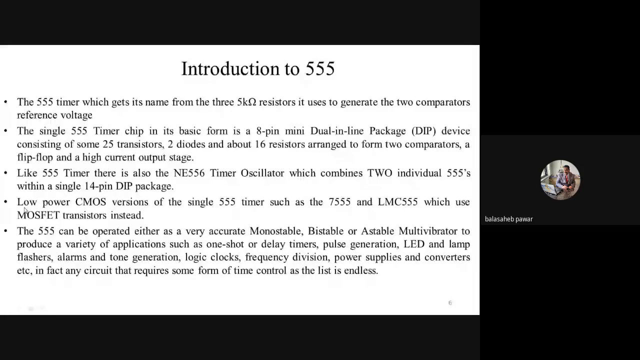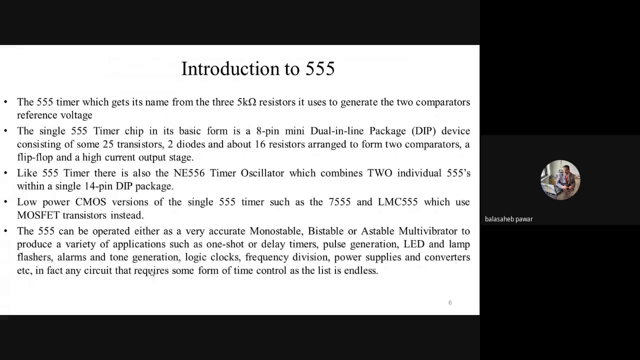What is the advantage of CMOS devices over bipolar? Their operating voltage or operating power is very low as compared to bipolar devices. These ICs are available with numbers like 7555 and LMC555, which use MOSFET transistors inside that IC. Then the applications of IC555, as we know, this IC can be used in various configurations.